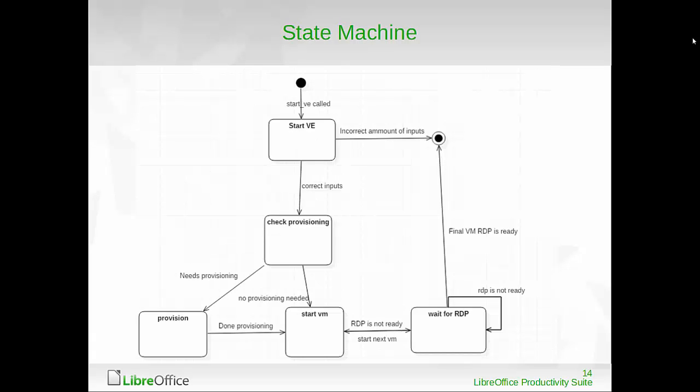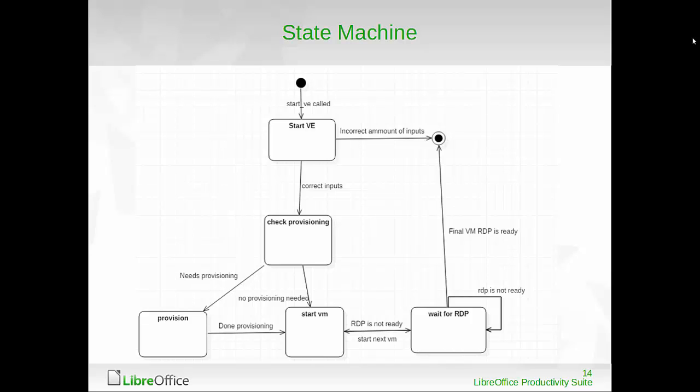This is a state machine diagram displaying start VE. First start VE is called. Then we are in the beginning state. If it recognizes an incorrect amount of inputs, it will finish its state. It will exit with an error status. When it has the correct inputs, it checks if it's been provisioned. If it needs provisioning, it provisions. Once it's done provisioning, it goes to the start VM. If it does not need provisioning, it also goes to the start VM.